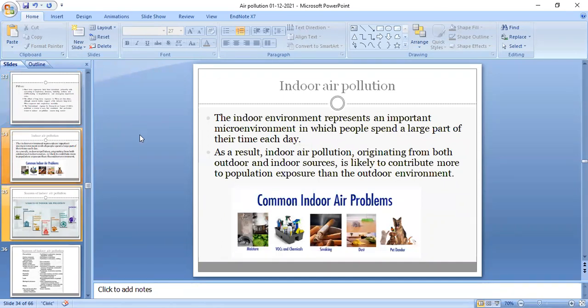Now coming towards indoor air pollution. The indoor environment represents an important microenvironment in which people spend a large part of their daily time. As a result, indoor air pollution originating from both outdoor as well as indoor sources is likely to contribute more to population exposure than the outdoor environment. Common indoor air pollutants are moisture, volatile organic compounds and chemicals from perfumes, body sprays, and different beauty products, smoke from smoking, dust from the carpets and while cleaning the floors, and pet feathers and danders.